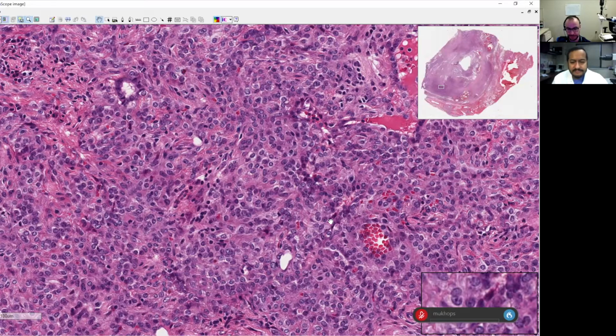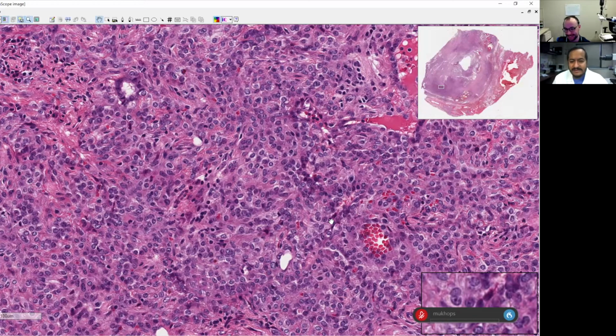I guess salt and pepper is a bit in the eye of the beholder, but the other thing is, to me, it doesn't have that nested architecture. It doesn't have architecture or nuclear features of neuroendocrine differentiation. I'm always hesitant to put neuroendocrine stains on something that doesn't have clear neuroendocrine differentiation, because sometimes you get some positive staining and you don't know what to do with it. I don't know how you feel about that, Sanjay.